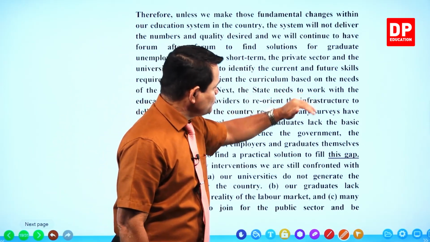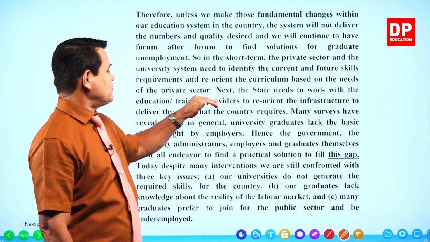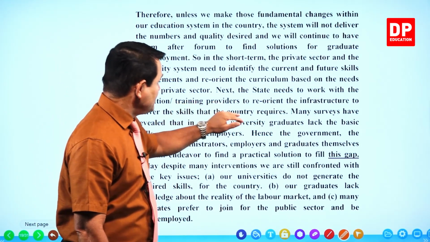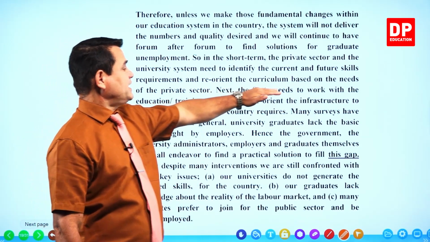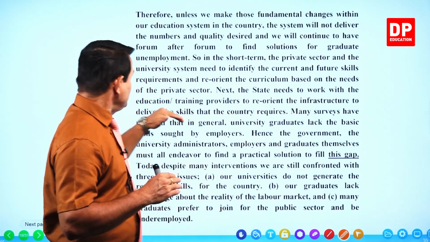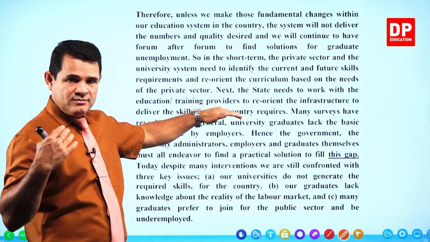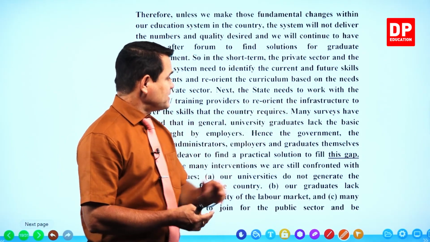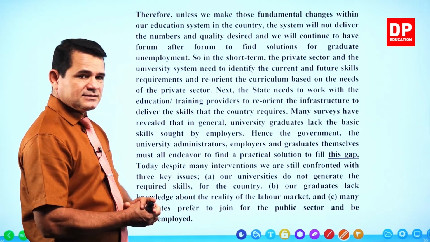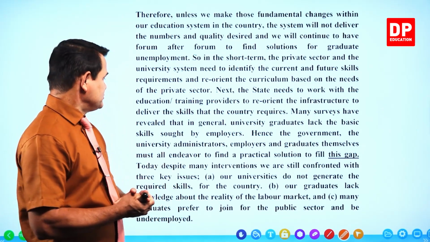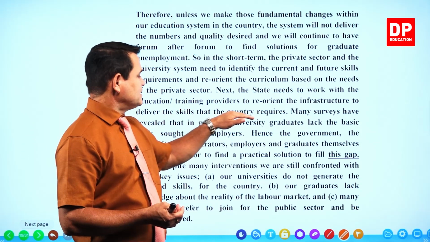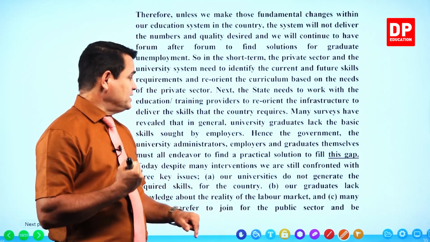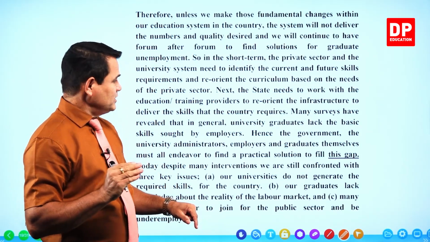Next, the state needs to work with the education and training providers to reorient the infrastructure to deliver the skills that the country requires. ඊළඟට තව දෙයක් තියෙනවා. The state, රජය කළ යුතු දේ මොකක්ද? Needs to work with the education and training providers, අධ්‍යාපන පැත්තෙන් වගේම training providers, විවිධ පුහුණු පාඨමාලාවන් දෙන ඒගොල්ලො එක්ක කටයුතු කළ යුතුයි to reorient the infrastructure to deliver the skills, අවශ්‍ය යටිතල පහසුකම් දීලා, to deliver the skills that the country requires. රටේ දියුණුවට අවශ්‍ය කුසලතා ඇති පුද්ගලයන් බිහි කිරීමට සුදුසු විදියට ඒගොල්ලන්ගේ කරිකියුලම් වෙනස් කළ යුතුයි.